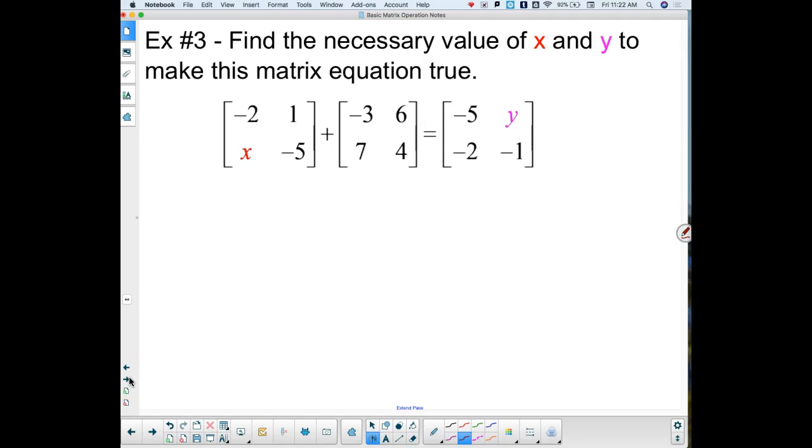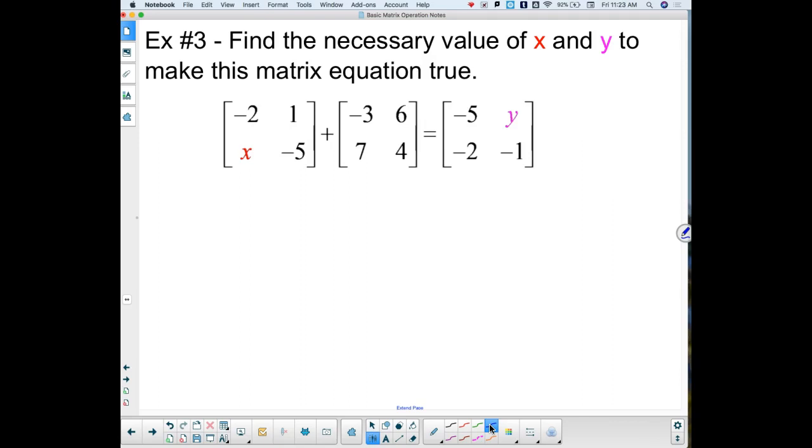Find the necessary value of x and y to make this matrix equation true. Okay. So you got to kind of look at the different elements. It's telling you that you can add those two matrices together, which we could, because it's a 2 by 2 and a 2 by 2. It equals out a 2 by 2. All is good there. So this first thing is telling me then, if I've got a matrix equation, the corresponding elements have to be equal to each other.